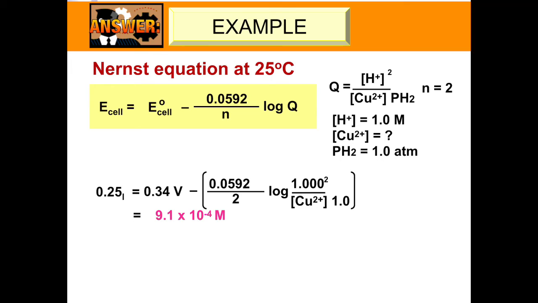Then we use the Nernst equation to find the value of concentration for Cu2+. Substitute the other values into the formula and we will get the concentration for Cu2+ as 9.1 times 10 to the power of -4 molar.